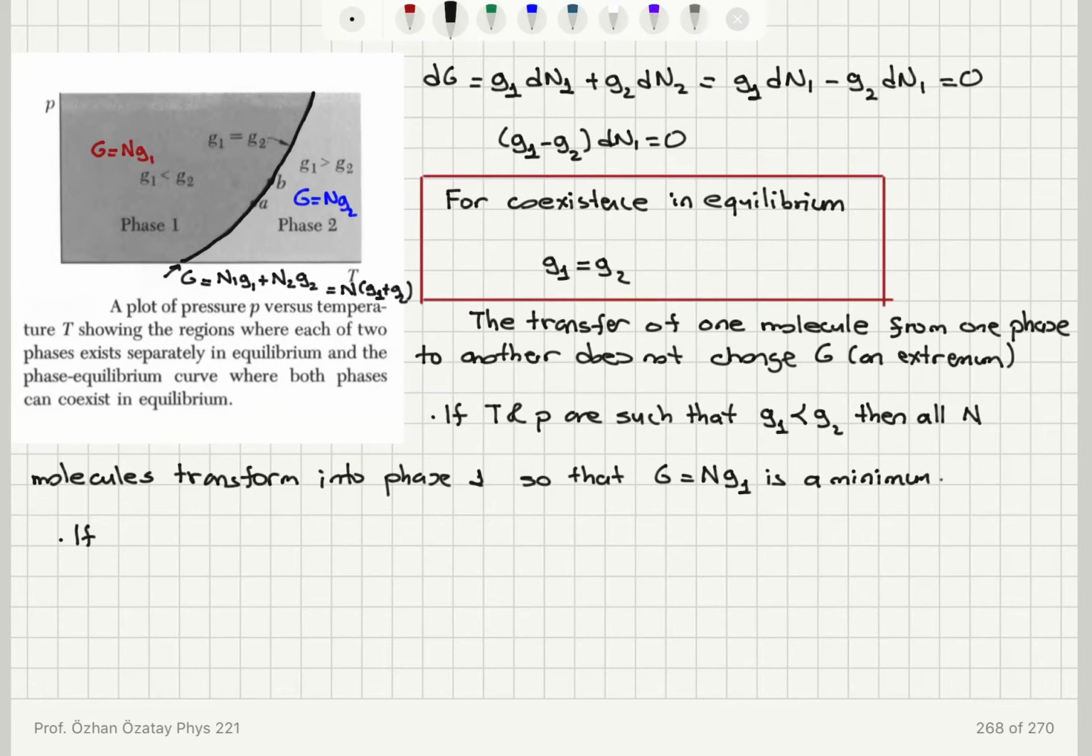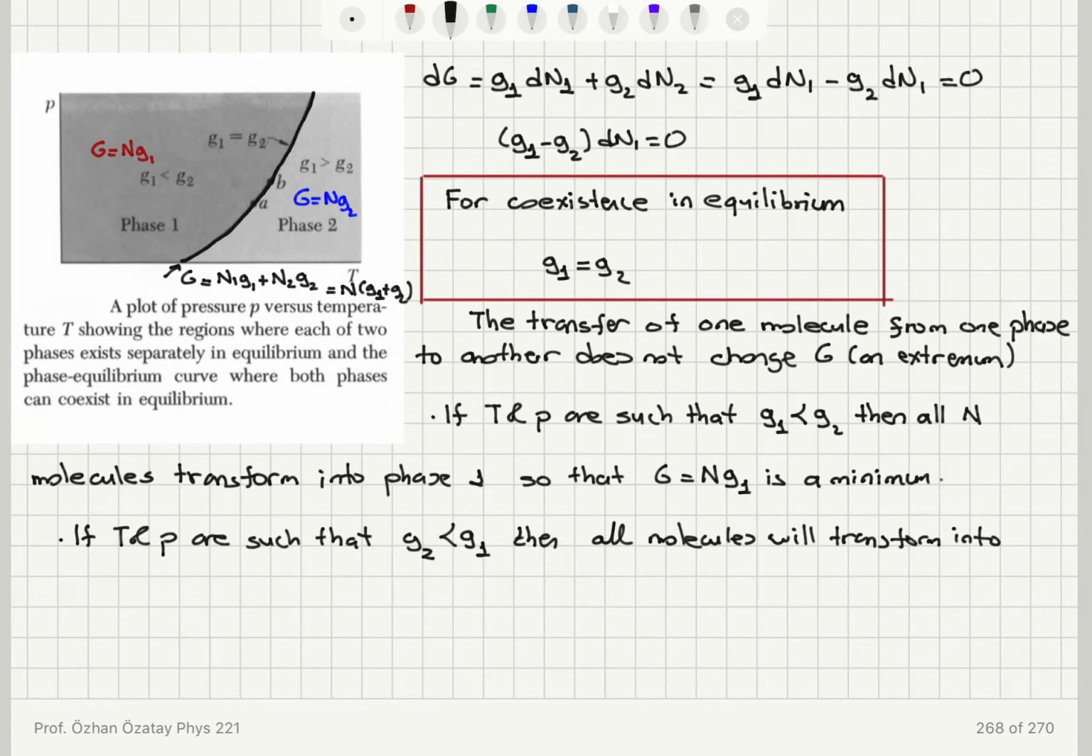If we have temperature and pressure values such that Gibbs free energy per molecule in phase 2 is less than Gibbs free energy per molecule in phase 1, then we will find that all molecules will transform into phase 2, so that the total Gibbs free energy G2 is a minimum.